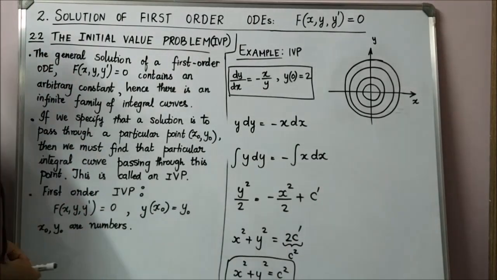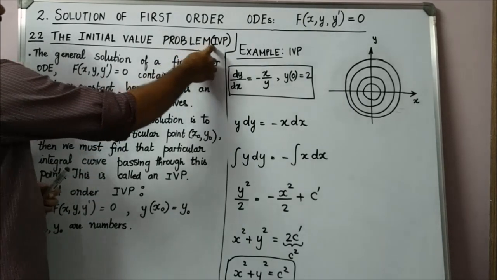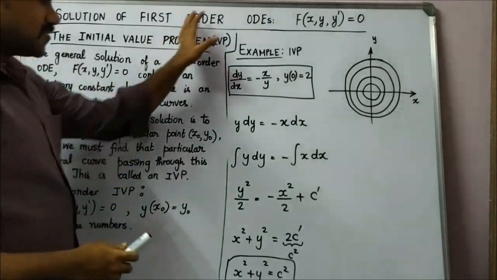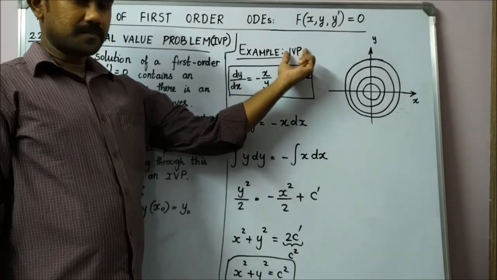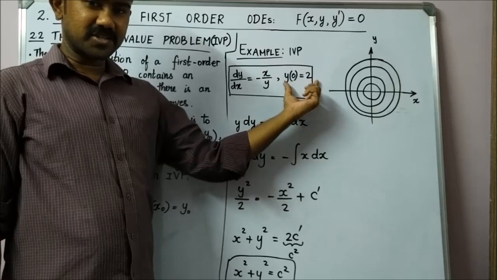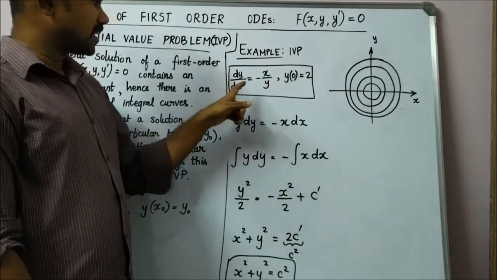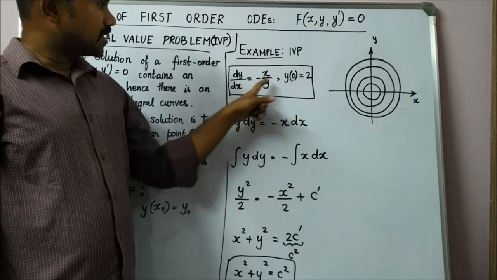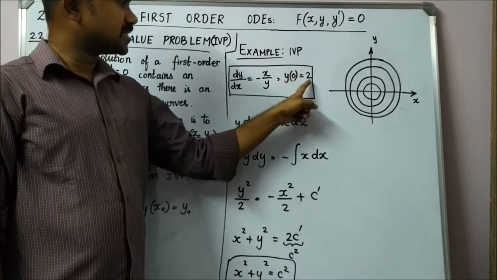Now we will learn what is meant by a first order initial value problem, or in short IVP. Let's start with the example first. What is meant by an initial value problem? An ODE plus an initial condition together is called an initial value problem. Now we'll consider the same ODE but with this initial condition, that is y of 0 is equal to 2.